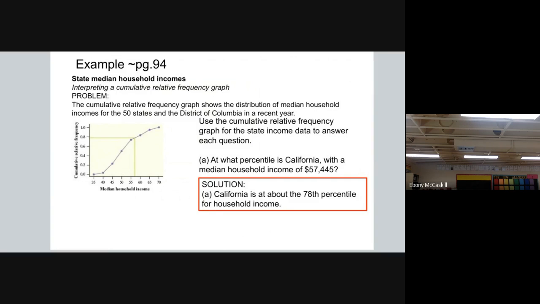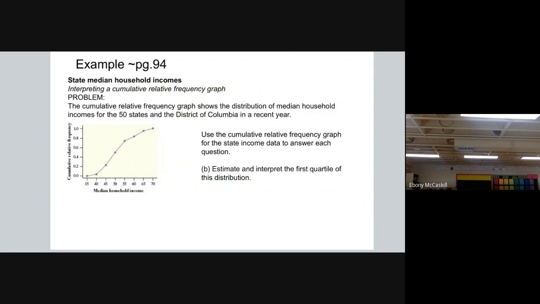We have one more example and then we're done. Last one. We have the same graph, but now they want us to estimate and interpret the first quartile in this distribution. So here's my question to you, y'all. Let's go back to our chapter from last semester. First quartile. What number is that?